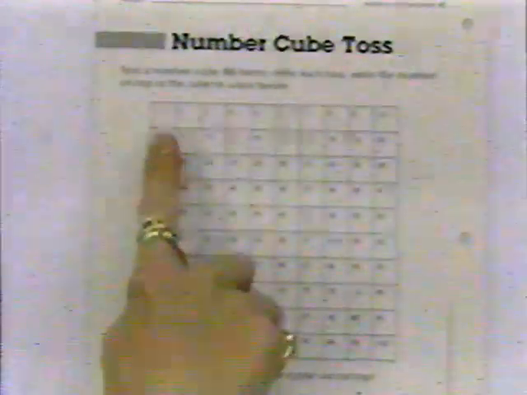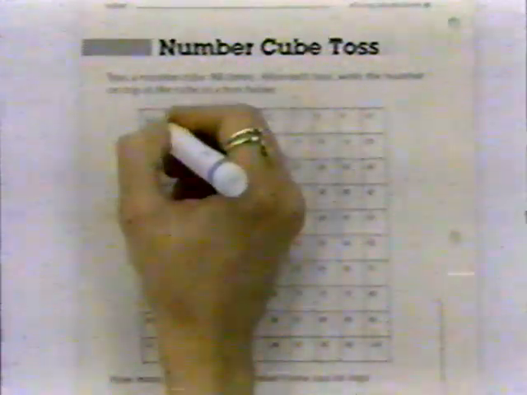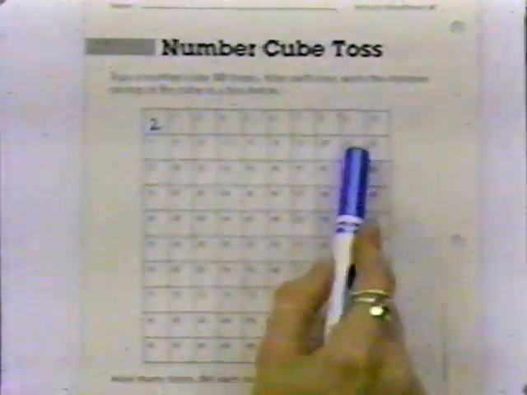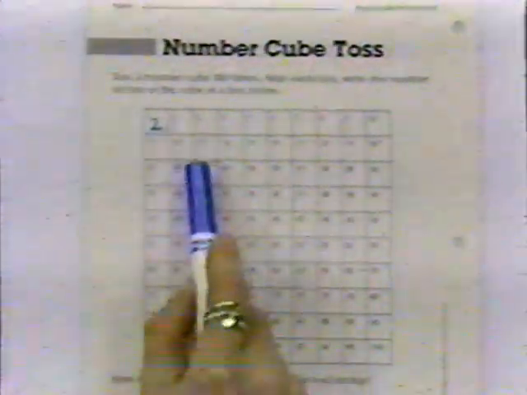Here they're actually recording, like here's number 1, I roll the die and I got a 2 on the die. So you can see how this could take quite a bit of time in going through this.